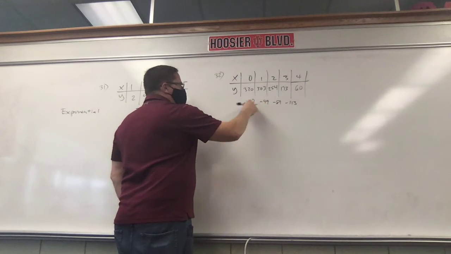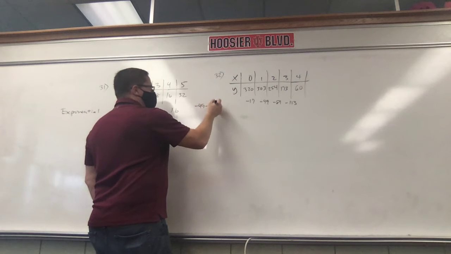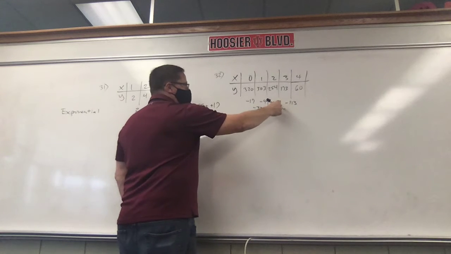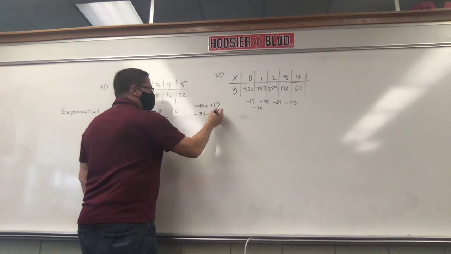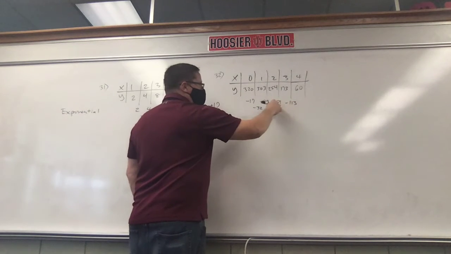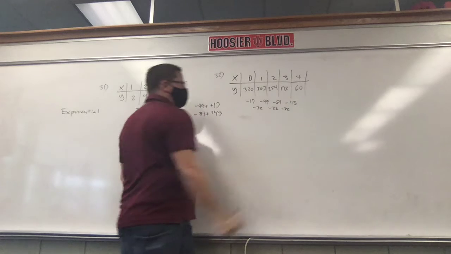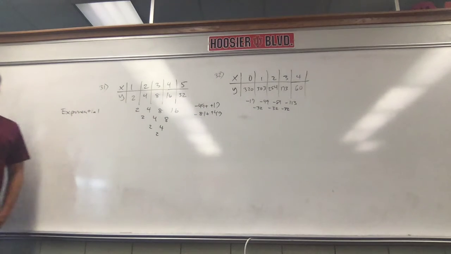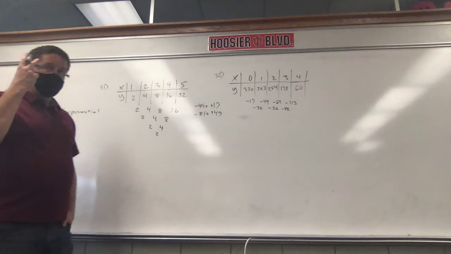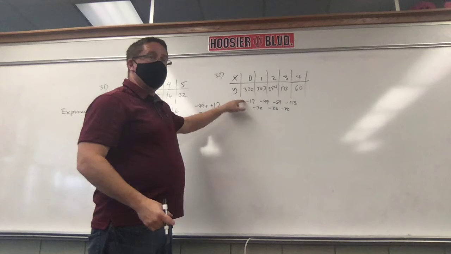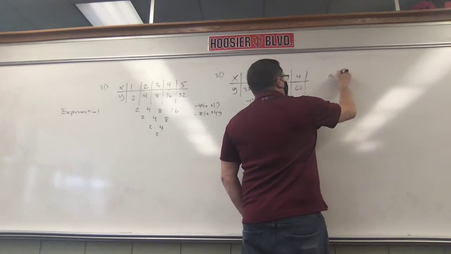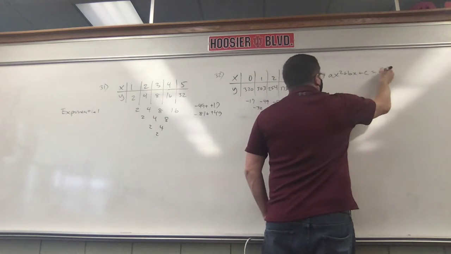Negative 49 minus 17. That's the same as plus, that's a negative 32. Negative 81 minus 49, that's a negative 32. Negative 113 minus 81 is negative 32. It's quadratic. Why is it second degree? Because we had to subtract them twice. First time they weren't the same. Second time they were. So we write ax squared plus bx plus c equals y.